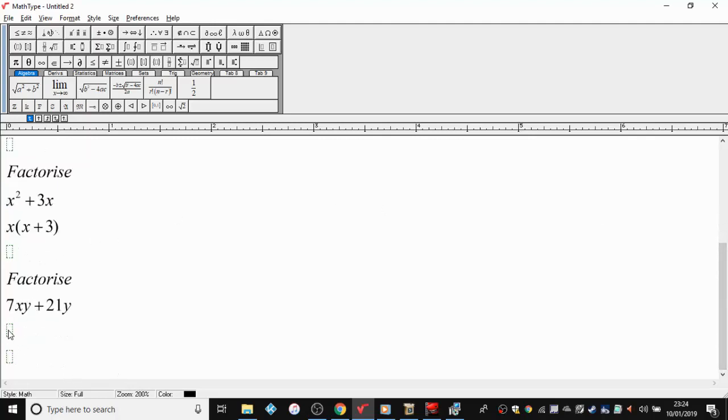And here's a final one. As you can see, it's got two different variables. It's got an x and a y, 7xy plus 21y. You can already see that 7 goes into 7xy as well as into 21y. But can you spot the second variable that's common? Let's see. So we already can spot the 7. So we're going to take the 7 out of the 7xy, and we're going to take the 7 out of the 21y.